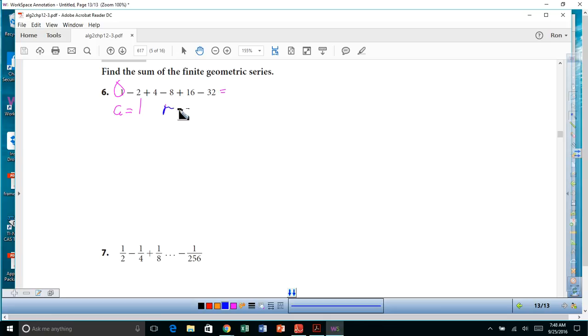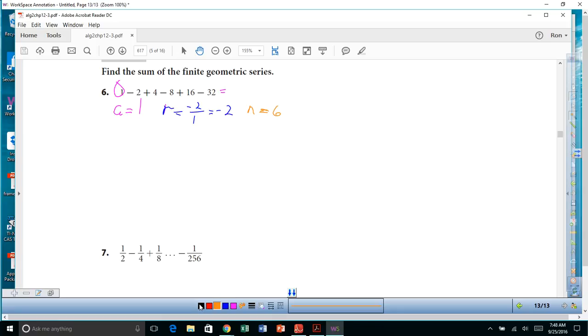R is, well, let's see, -2 divided by 1, that gives you -2. And again, -8 divided by 4 is -2. -32 divided by 16 is -2. So R is -2. And then N is 1, 2, 3, 4, 5, 6. N is 6. So N equals 6.